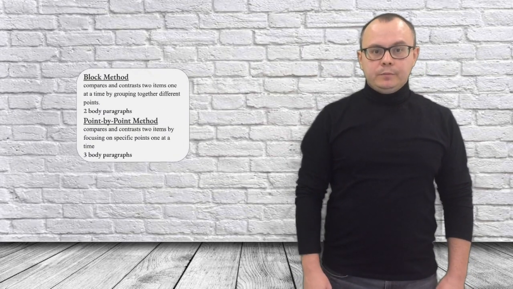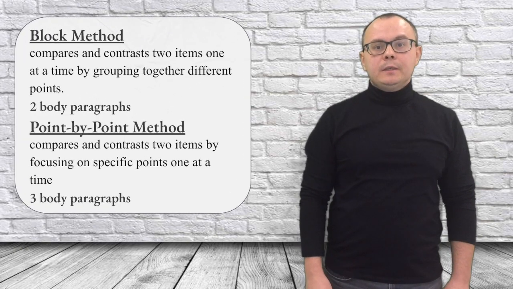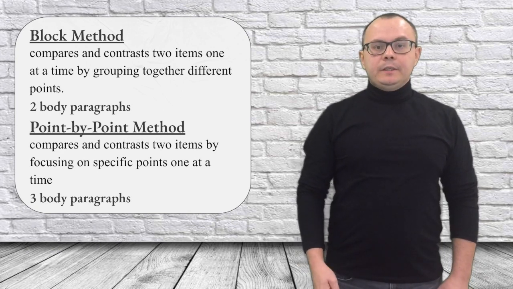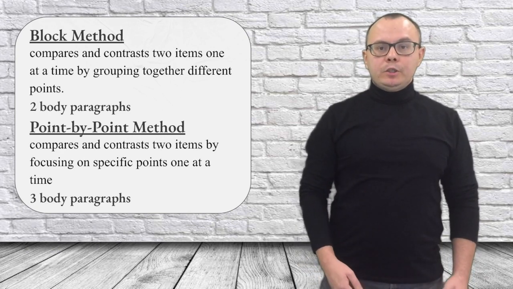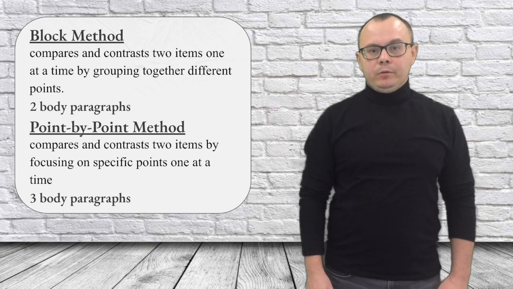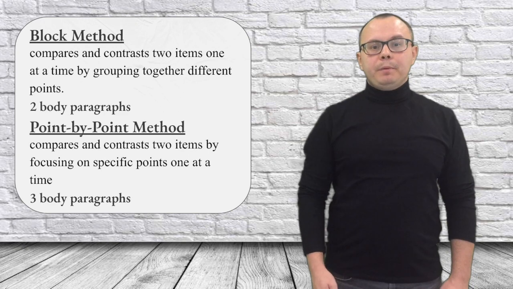So, to sum up, there are two types of essay structure to organize your compare and contrast paper: the block method and the point-by-point method. The block method is used to compare and contrast two items one at a time by grouping together different points, and there are only two body paragraphs. While the point-by-point method is used to compare and contrast two items by focusing on specific points one at a time, and there are 3 body paragraphs.